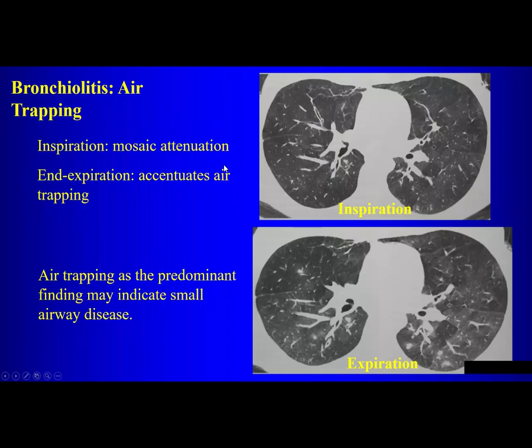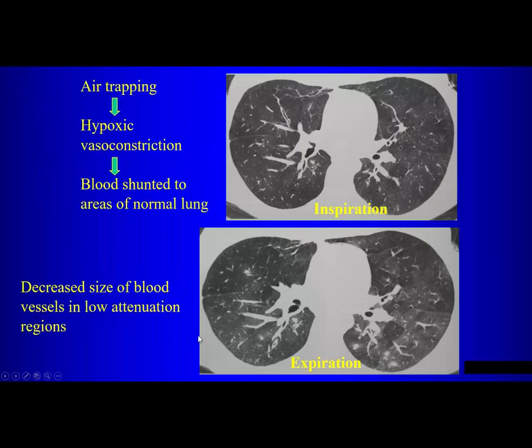So here, though, we're talking about air trapping as an isolated abnormality, okay? And when we see that, then we think of small airway disease, bronchiolitis, affecting the very small airway. So the air trapping, of course, is easier to see on the expiratory views. On the inspiratory views, it can be subtle, but on the expiratory views, you can see the air trapping a lot better. So you want to do expiratory views if you're looking for this.